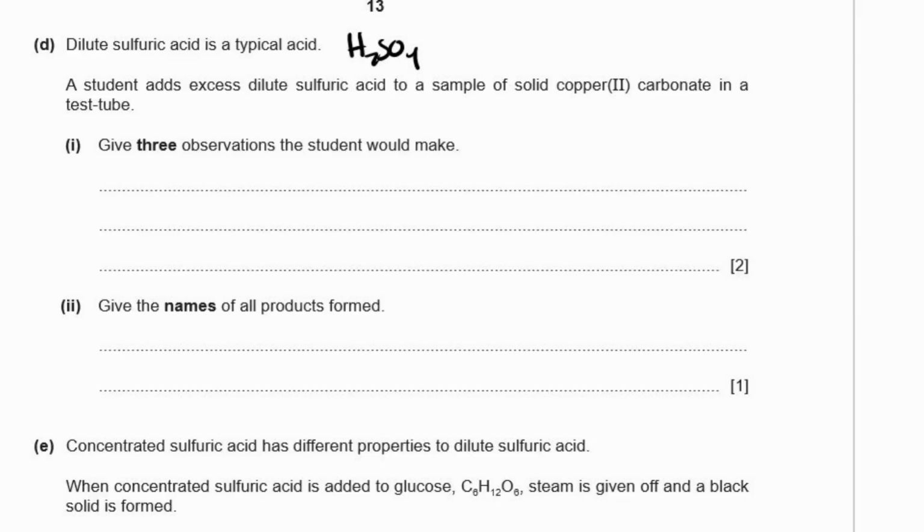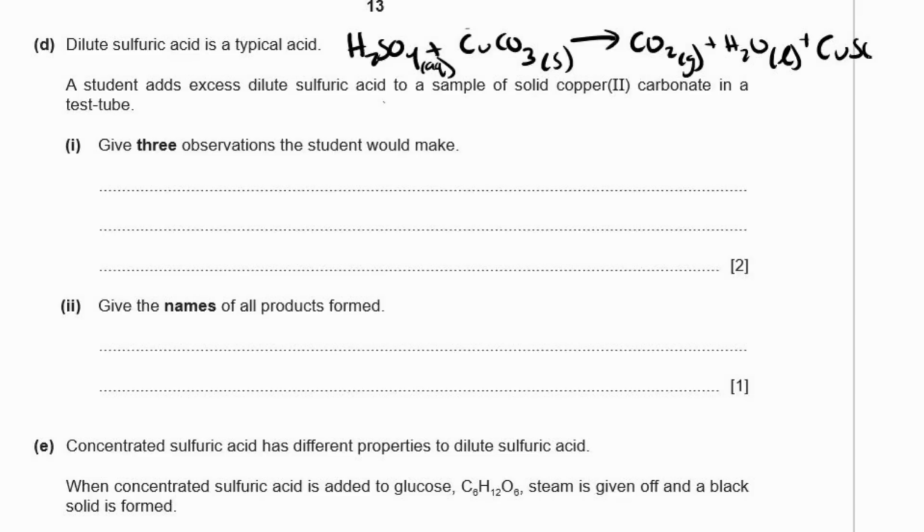H2SO4, that's dilute sulfuric acid, aqueous, plus solid copper 2 carbonate, CuCO3, and that gives you, well, we know an acid plus a carbonate produces CO2, that's a gas, and water, that's a liquid, and we have the copper and the sulfate go together, so basically it swaps, CuSO4. And if you look at this, it's actually balanced. But you don't need the equation, so it doesn't matter if it's balanced.